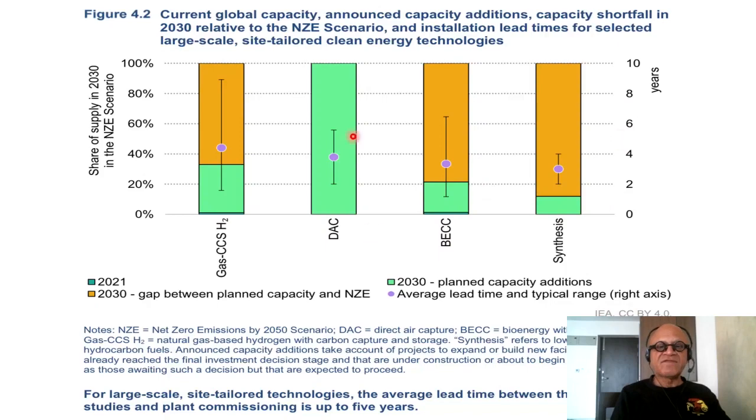Basic idea is that for DAC the planned capacity additions are here, but in terms of what is needed, there are plenty of gaps between planned capacity and net zero emissions in BECCS, in gas CCS H2, and synthesis. Okay, so this actually is estimated differently by different entities, so you have to be careful whether DAC is really on track by 2030 for net zero emissions.